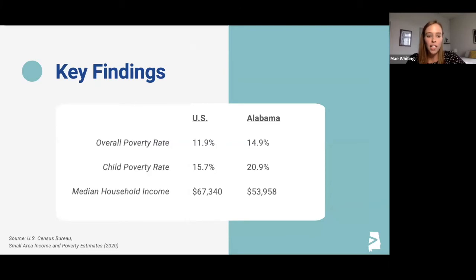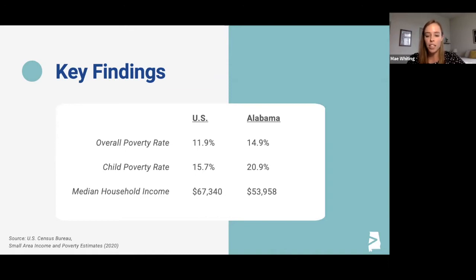While poverty in Alabama has actually been decreasing over the last several years, the state's poverty rate is still much higher than the national poverty rate. As you can see on this slide, the national poverty rate is 11.9%, compared to Alabama's poverty rate of 14.9%. And then the child poverty rate in the US is 15.7%, while the child poverty rate in Alabama is 20.9%.